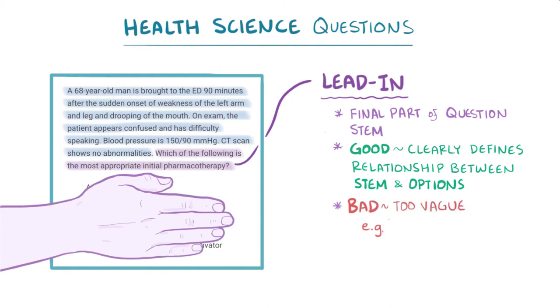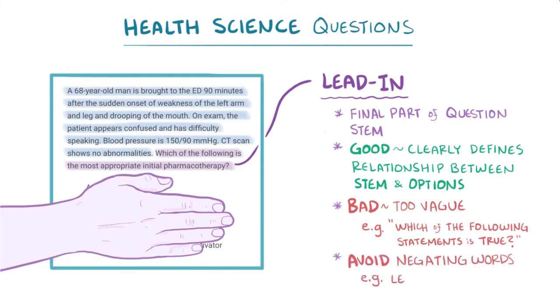For example, a lead-in like, "Which of the following statements is true?" couldn't possibly be answered if the options are covered. For the same reason, it's best to avoid negating words, like least, except, or not, because there might be multiple correct answers, which means that there's not enough specificity.